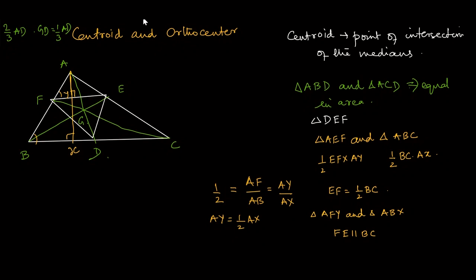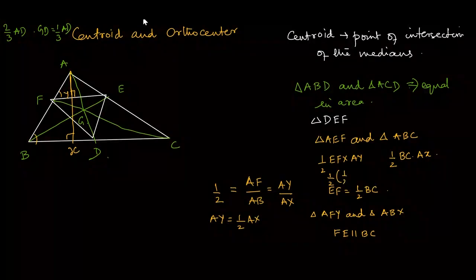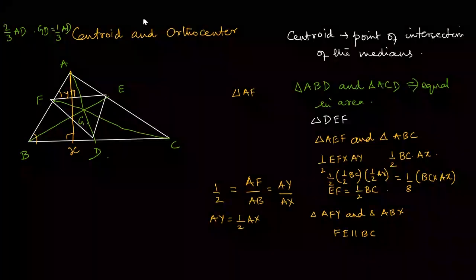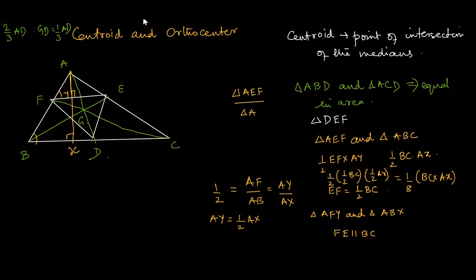So that means if I put half BC in place of EF, this becomes half into half BC, and AY is half AX, right? So this becomes 1/8 of BC into AX, correct? So that means triangle AEF by triangle ABC is how much? 1/8 by half, which is 1/4, correct?